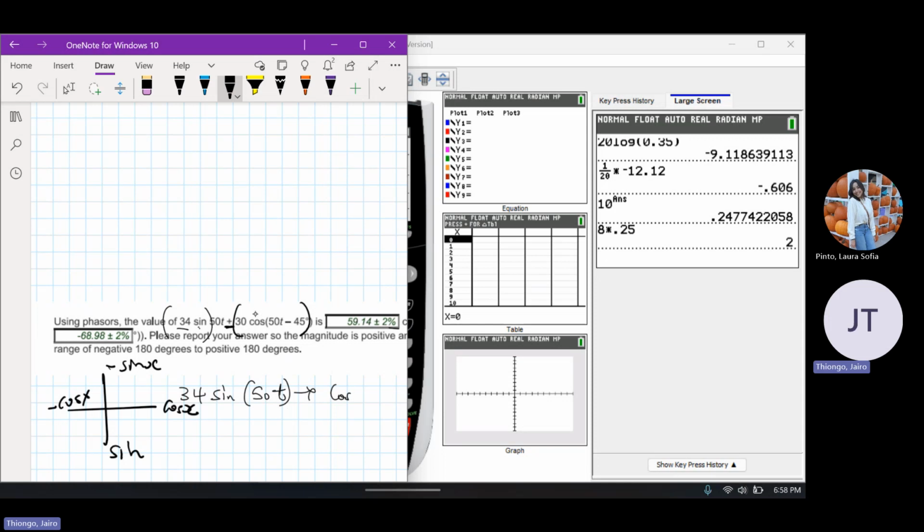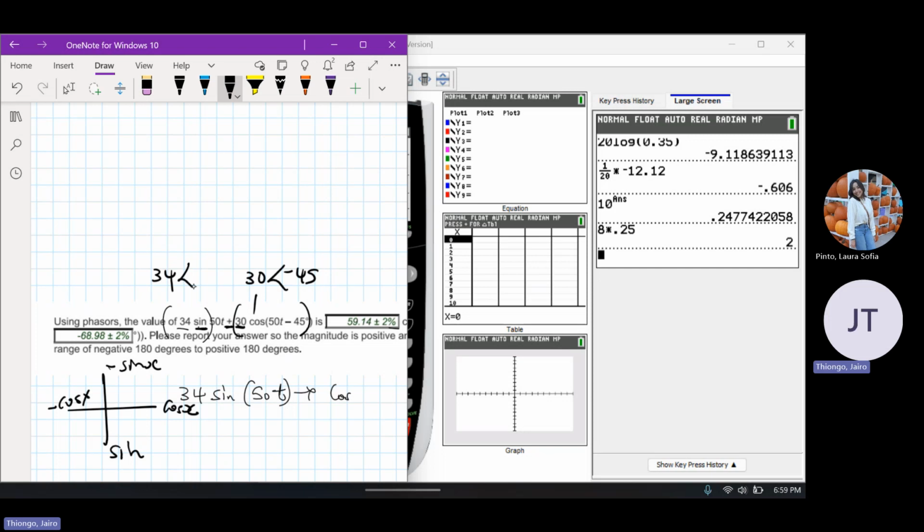For this one, to convert it directly, it would be 30 minus 45. 30 is the amplitude, and minus 45 is the phase shift. This one, however, is sine. So you have to do 34. 34 is not changing.